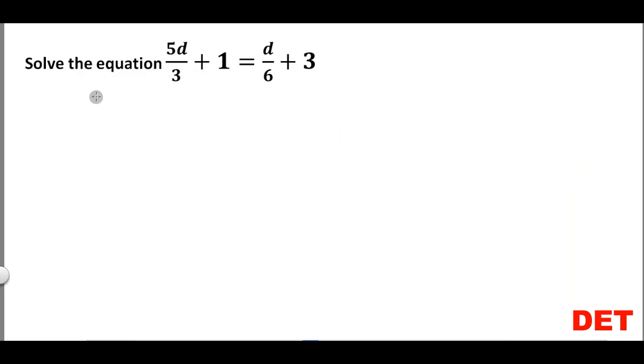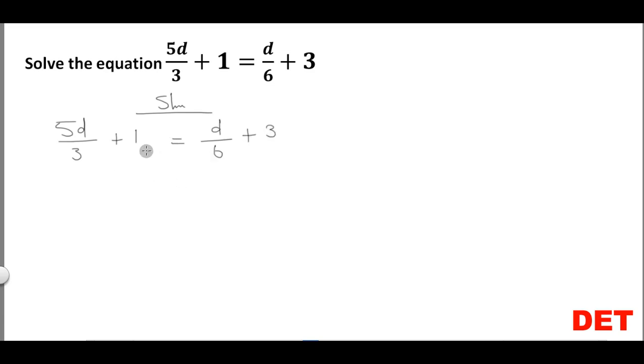Alright, so here we're looking at this question. The question is to solve the equation 5d over 3 plus 1 equal to d over 6 plus 3. So the equation that I was given here is 5d over 3 plus 1 is equal to d over 6 plus 3. Alright.